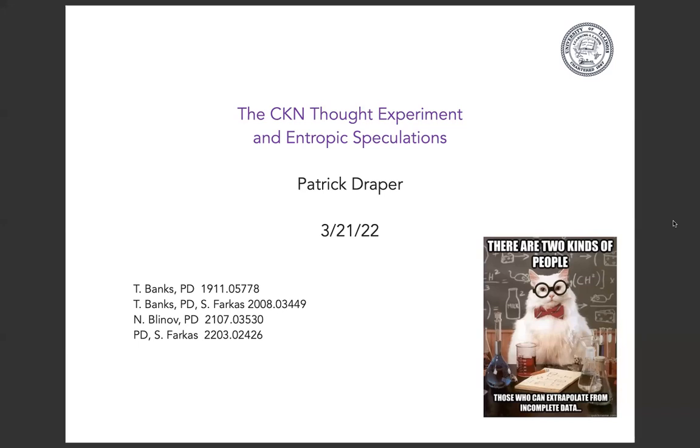I was asked to speak about the CKN bound and entropy bounds, and I have to give a disclaimer at the beginning. What I have to say is mostly based on this paper with Tom Banks and this paper with Nikita Blinov, and a little bit on these other two. I don't think it's going to be terribly obvious whether this has a direct connection to ordinary swampland ideas and the swampland program at large, but that's also part of the question I'll pose at the end: does this have anything to do with the swampland bounds?